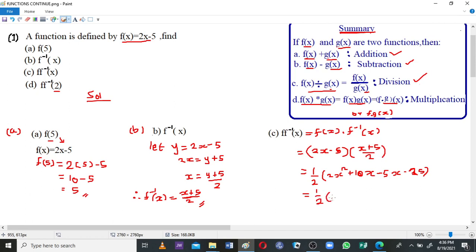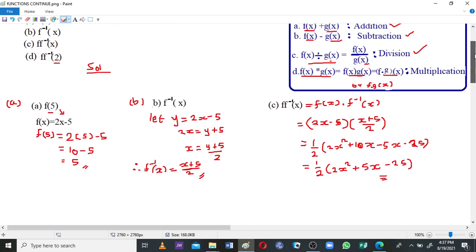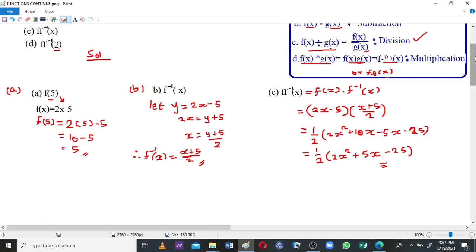So there we have 2x squared, that's positive 10x minus 5x. That is going to give us positive 5x. Now we have minus 25. So this is what we have. That's f(x), a function multiplied by its inverse.